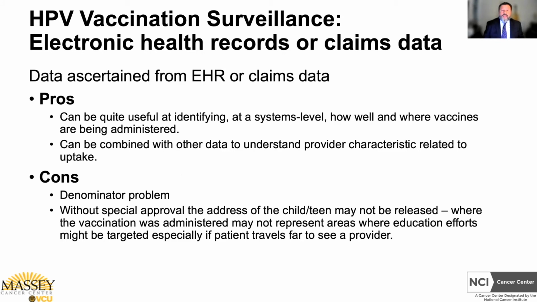Another method might be to use electronic health records or claims data. This can be quite useful at identifying at a systems level how well and where vaccines are being administered. And it can be combined with other data to understand provider characteristics related to uptake. Now, the cons are that you still face this denominator problem, as I mentioned before, and also sometimes without special approval, the address of the teen or the child may not be available. So where the vaccine was administered may not represent where education efforts might need to be targeted, especially if patients travel far to see a provider.